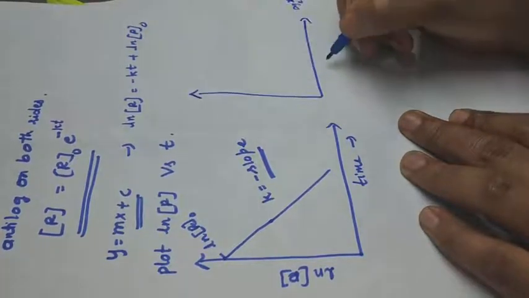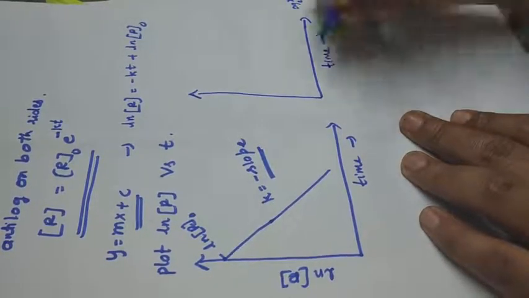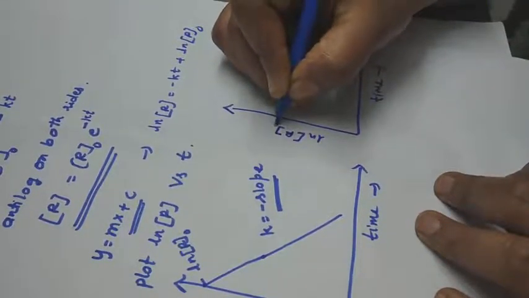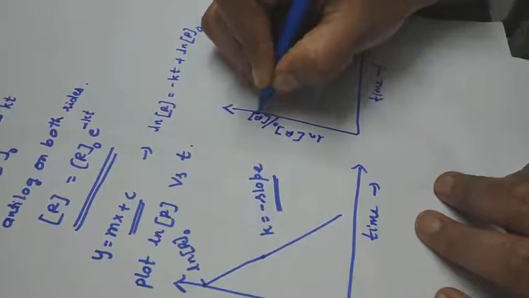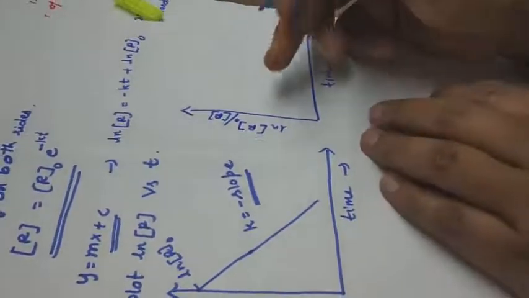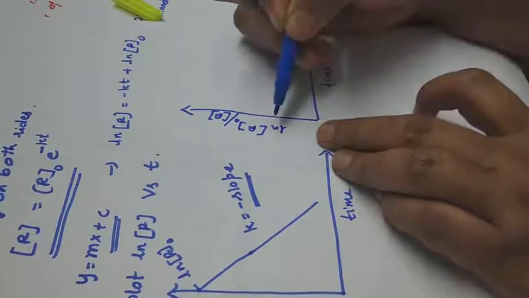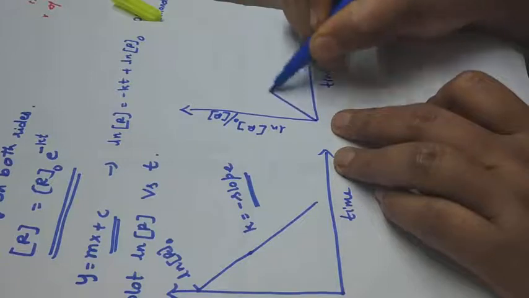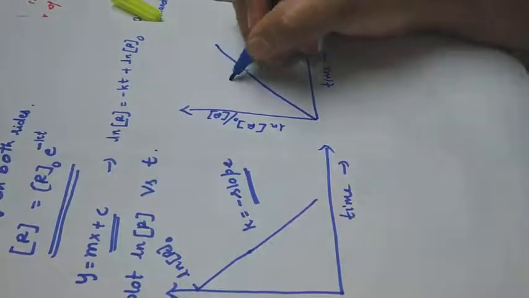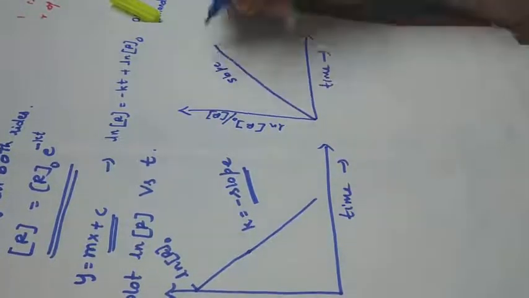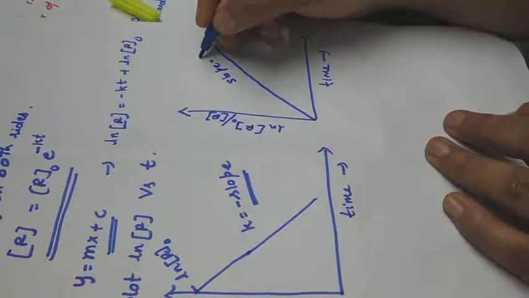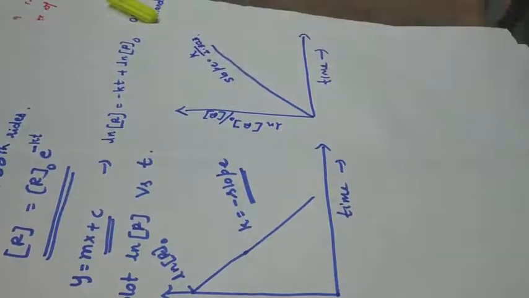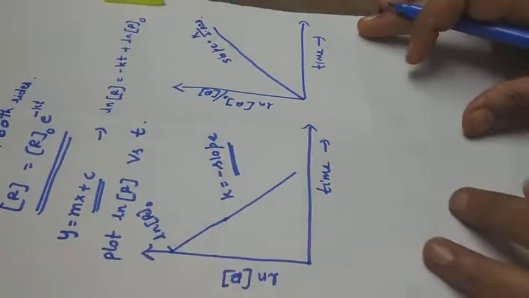So we can draw another graph related to a first order reaction. Time here, ln r naught divided by r. If we plot the graph of ln r naught divided by r with time, we get a straight line with the slope equal to k by 2.303. So this is all about first order reaction.